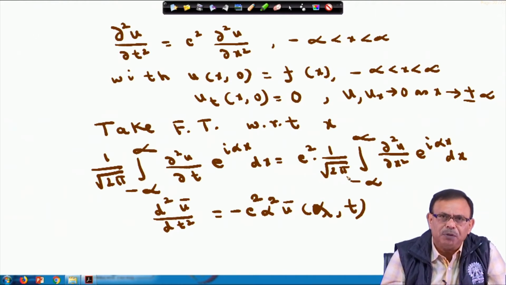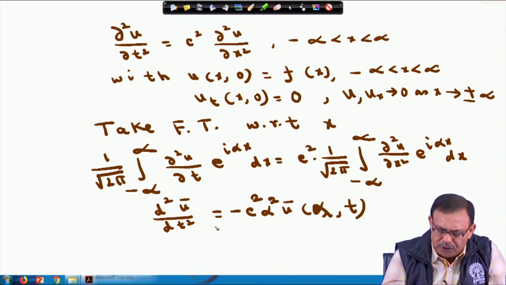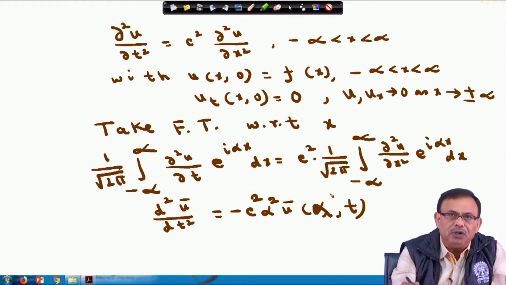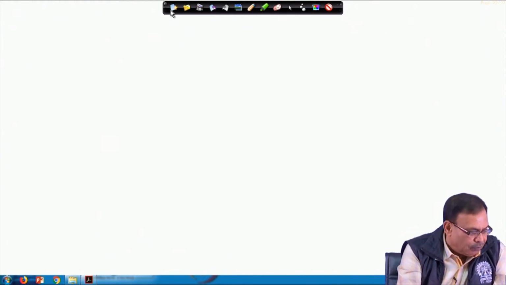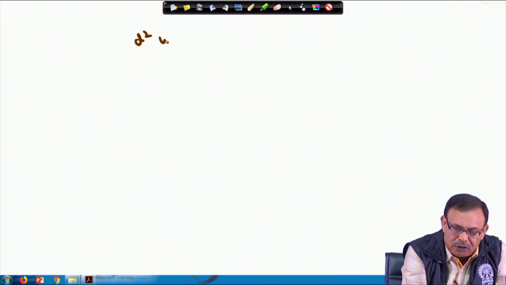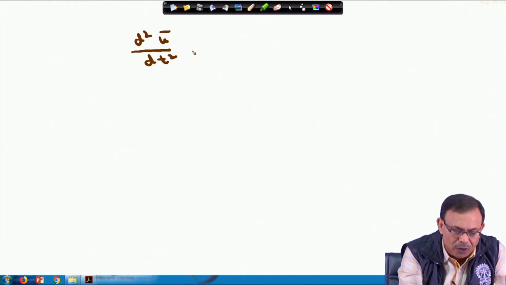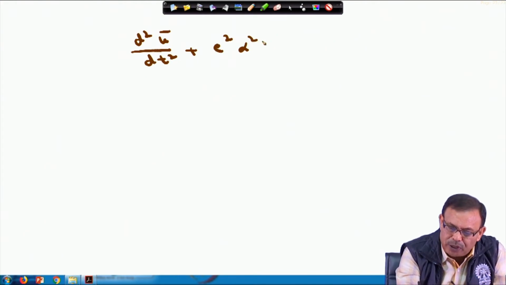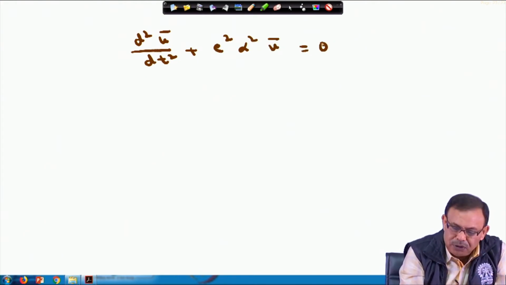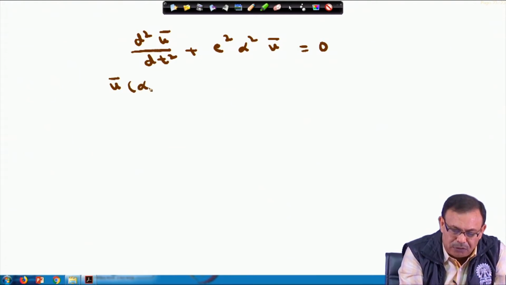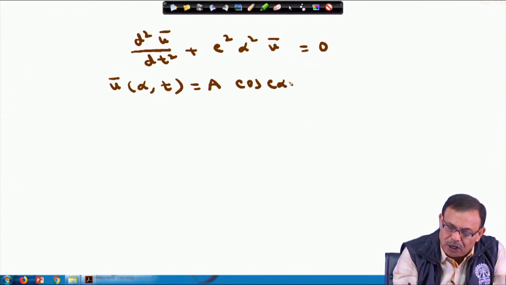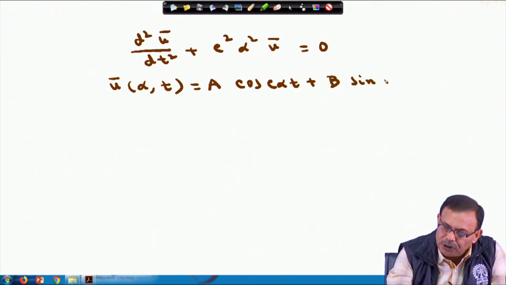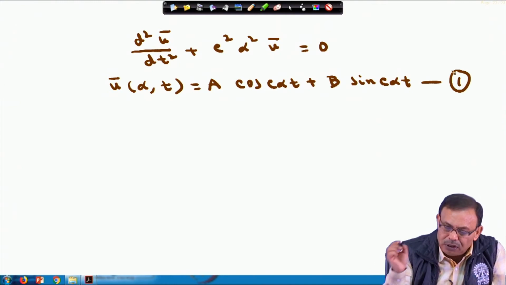In the same fashion, if you proceed, you will obtain this equals minus c² α² ū(α,t). So, your given ODE will be d²ū/dt² plus c² α² ū equals 0. And its solution you can write down: ū(α,t) is nothing but a cos(cαt) plus b sin(cαt), where a and b are constants.